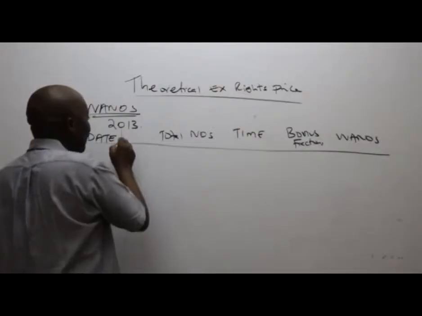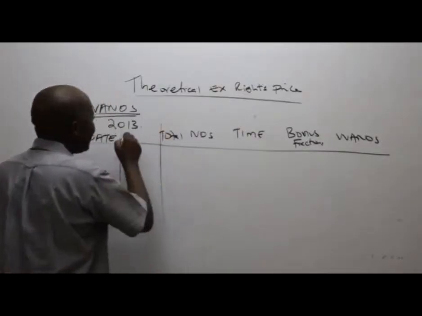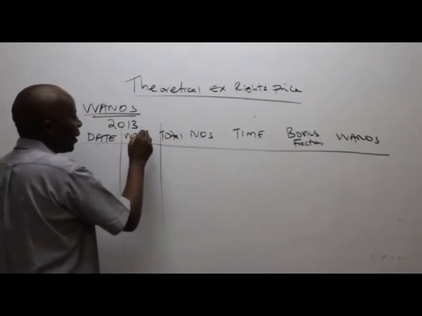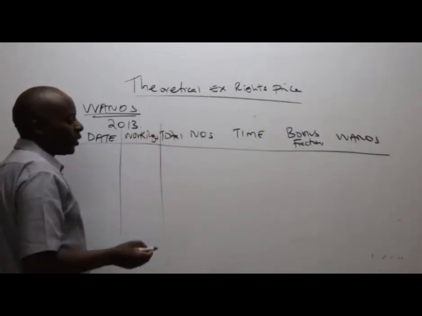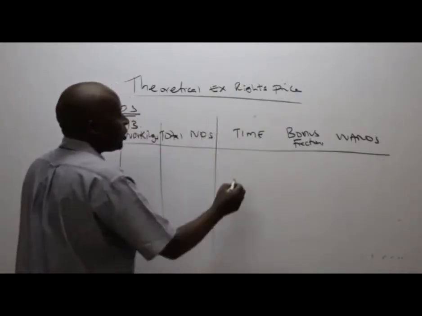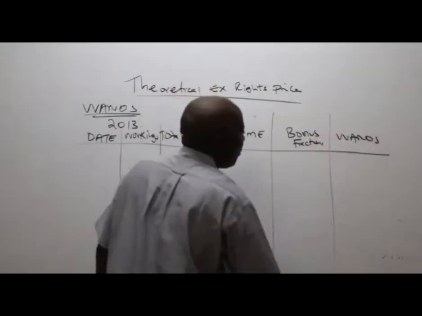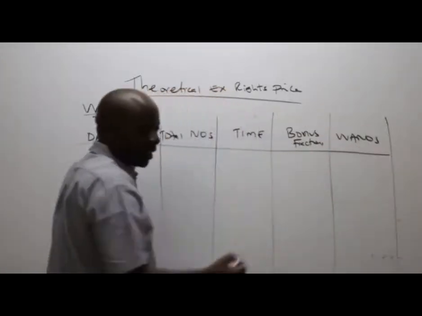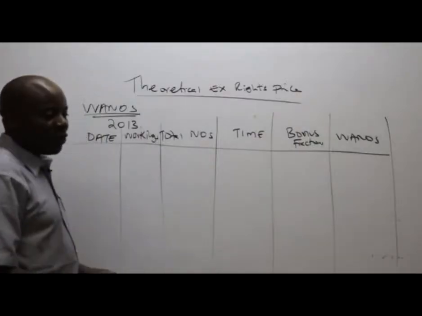Remember, you must isolate. If you want, you can also put workings in the middle there. I have seen some who put workings in the middle, which is still okay. So we have the total number of ordinary shares, we have time, we have the bonus fraction, and then we have one-os like that.